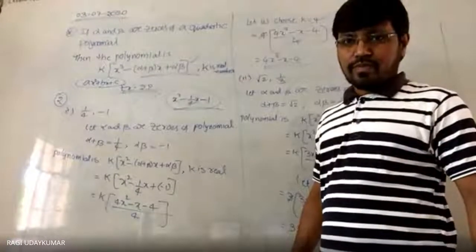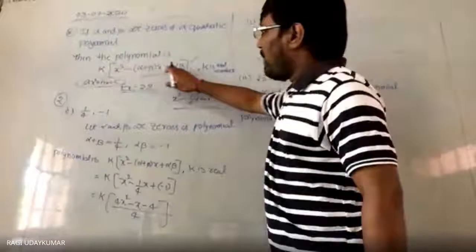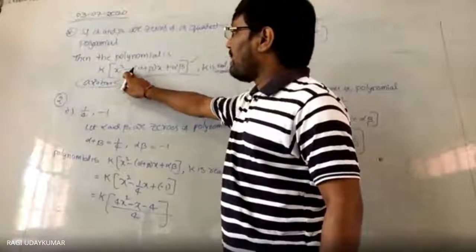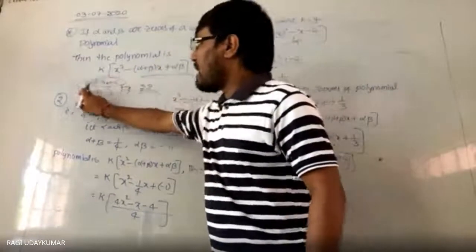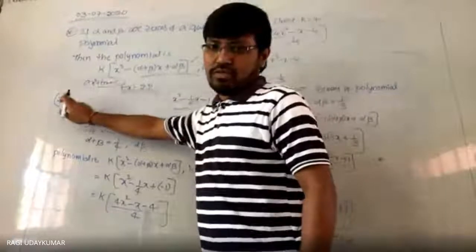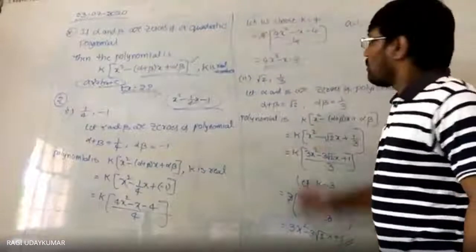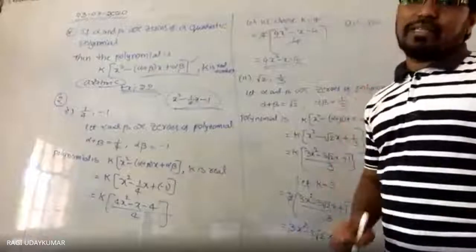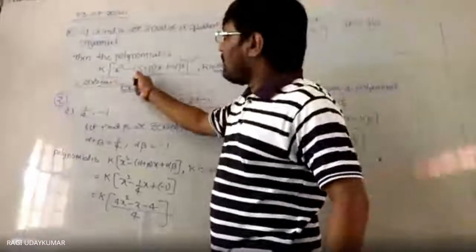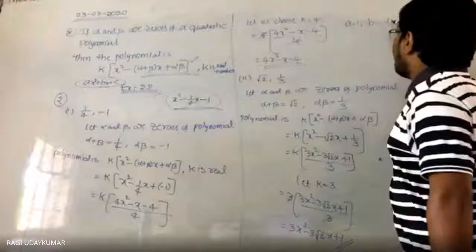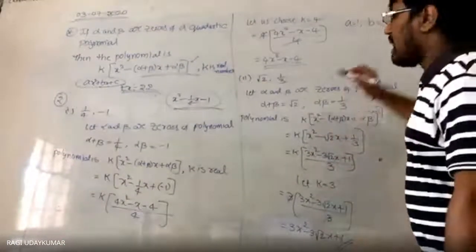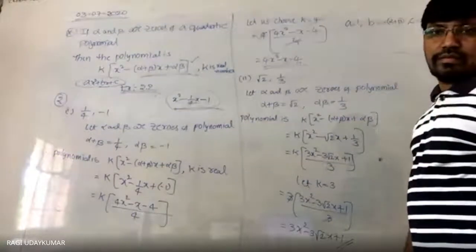Is it understood? Yes, sir. Can you hear? In this polynomial, remove k and compare x square minus (alpha plus beta) into x plus alpha beta with x square plus bx plus c. So what will a be? It will be 1, the x square coefficient. What will b be? Minus of alpha plus beta. Not just alpha plus beta: here it is plus b, and there it is minus of alpha plus beta. So b is minus (alpha plus beta). What is c? Alpha into beta.